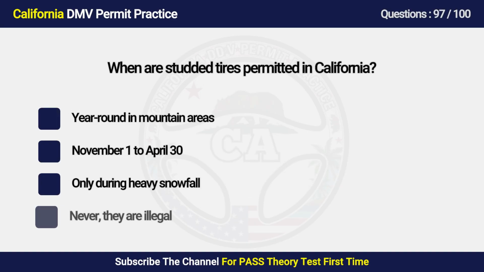Question 97. When are studded tires permitted in California? A. In mountain areas. B. November 1 to April 30. C. Only during heavy snowfall. D. Never. They are illegal.